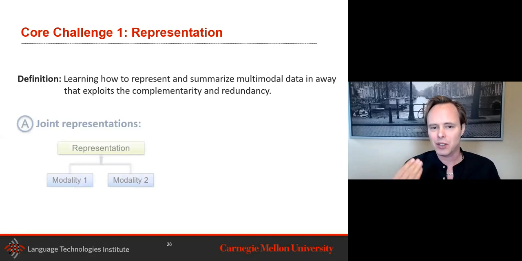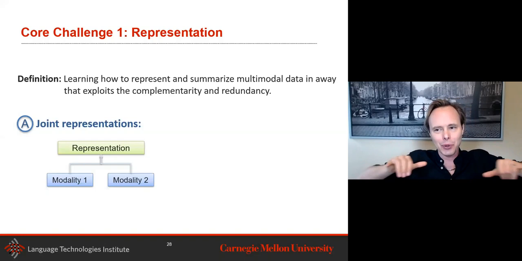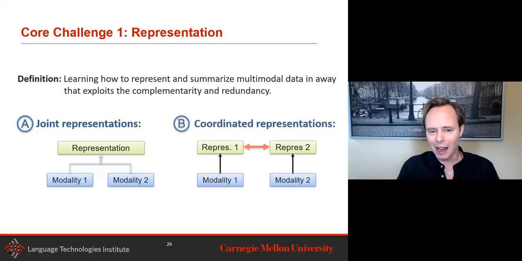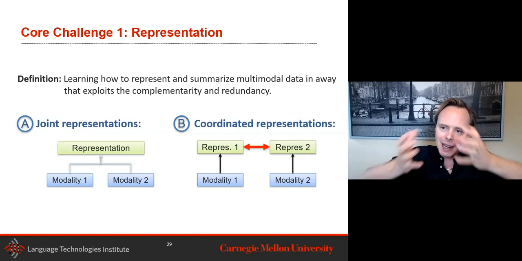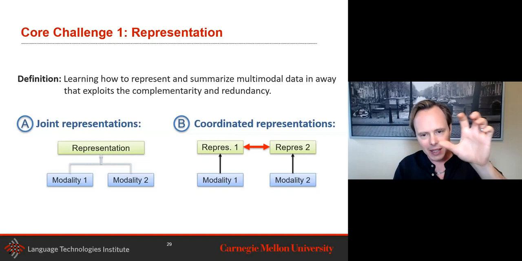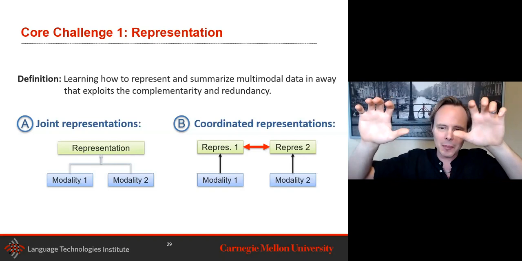When you think of representation, many people think of joint representation. You take two modalities and you force them together in one representation, one vector space. I would like to make you think a little bit outside the box with coordinated representation. That's a different way to think about representation learning, where instead of bringing everything together, you keep language with its representation and visual with its own space. Instead of forcing them to be in the same one, you keep them separate, but you coordinate a subspace, a subpart of it.